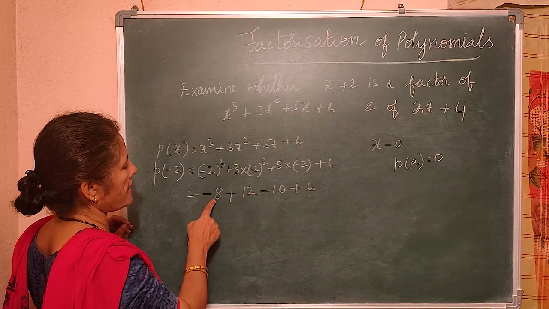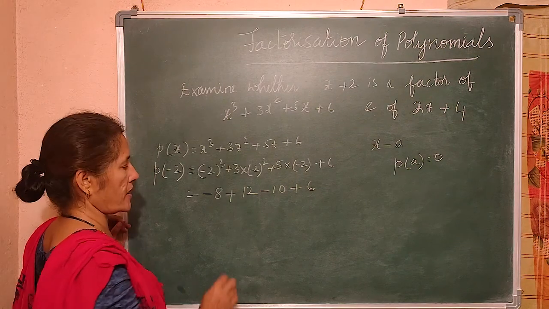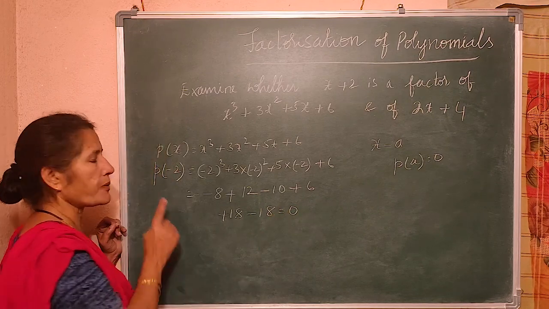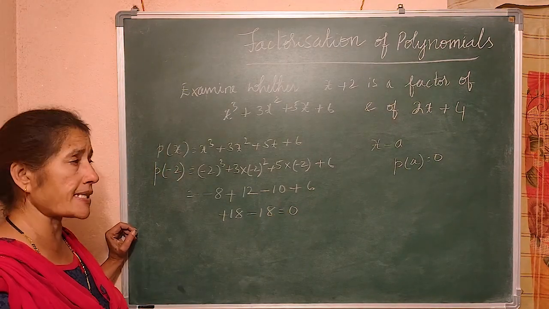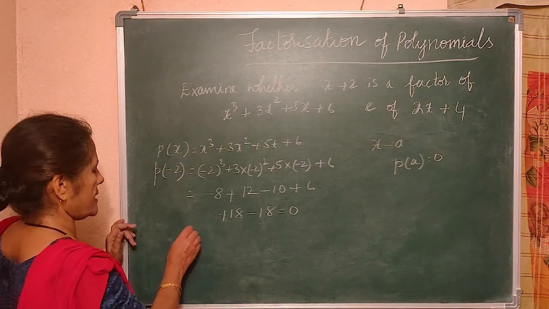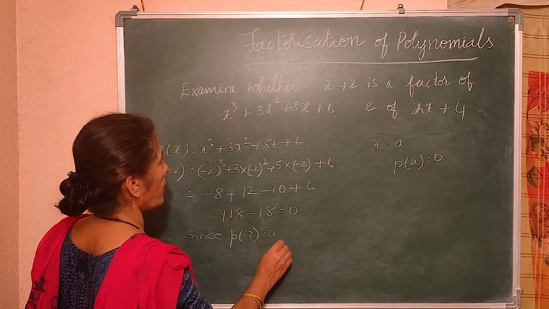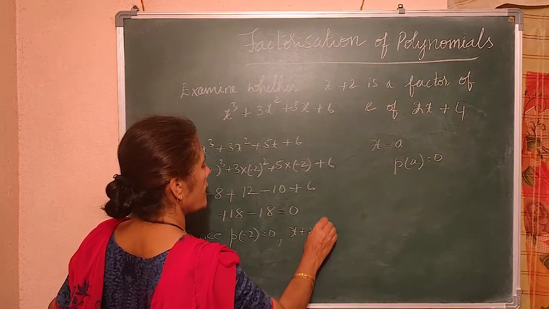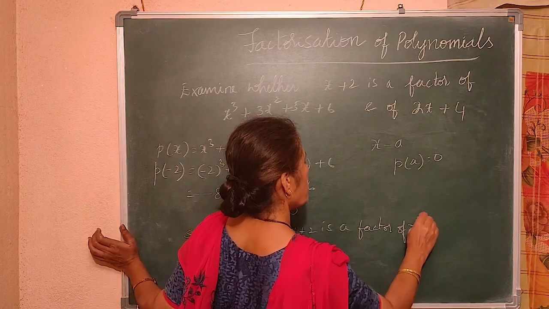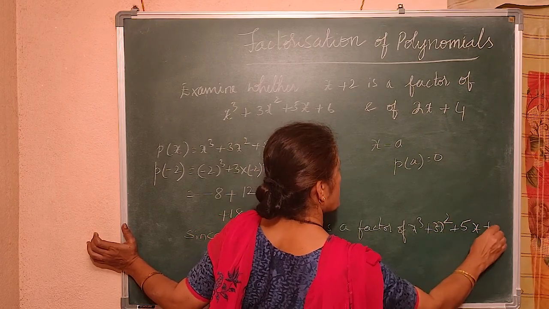So what do you get? Minus 8 minus 10 is minus 18. 12 plus 6 is plus 18. So plus 18 minus 18 is equal to 0. Is p of minus 2 equal to 0? Yes. Then x plus 2 is a factor of this. Since p of minus 2 is equal to 0, x plus 2 is a factor of x cube plus 3x square plus 5x plus 6.